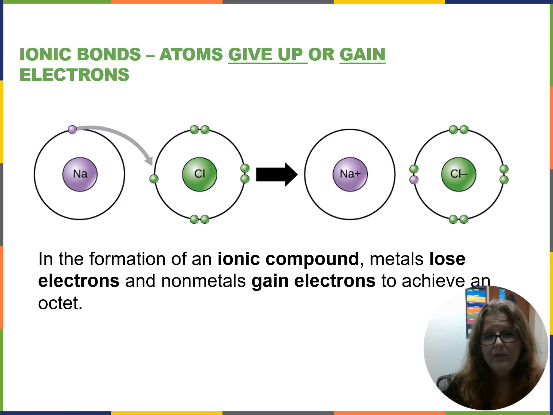If you notice, because sodium lost an electron, now it has more protons. It has 1 more proton than it does electrons, so the sodium becomes positive. Whereas the chlorine now has 1 more electron than it does protons, so it becomes negative. This is going to become important when we talk more about water properties.